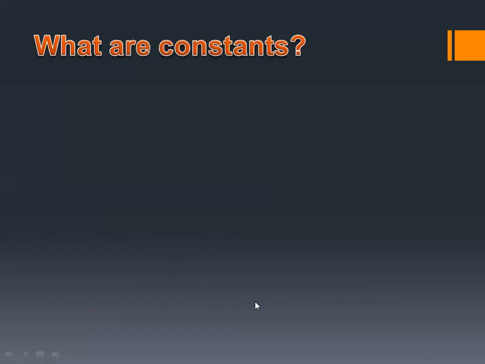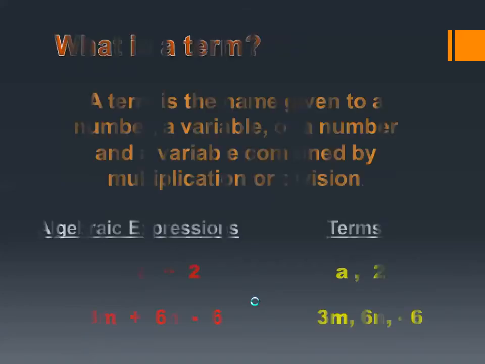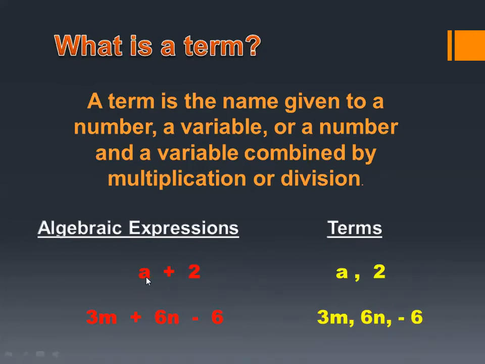Next is the last definition: what are constants? If you look here, a is the variable, 2 is the number, 3 is the coefficient, m is the variable, so 3m becomes one term. Here 6 is the coefficient, n is the variable, and 6n becomes one term. And here you have 6. So what will you call this 2 and 6?